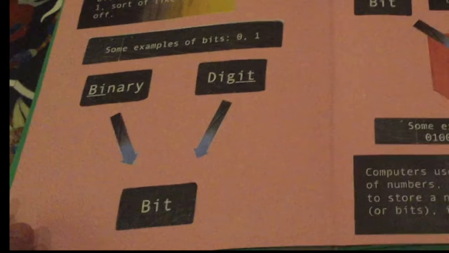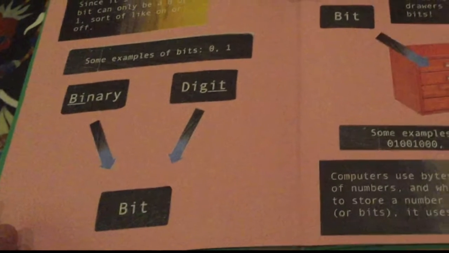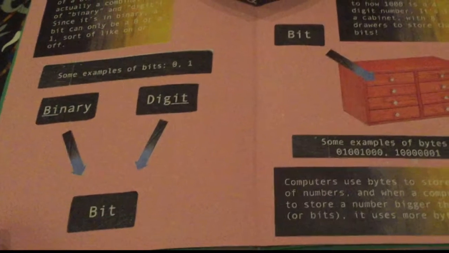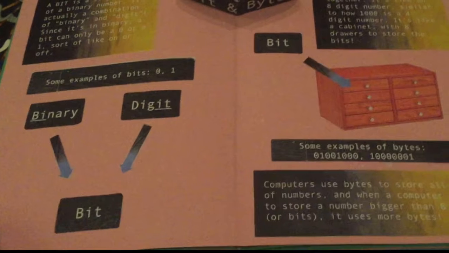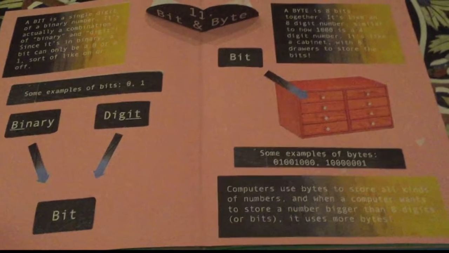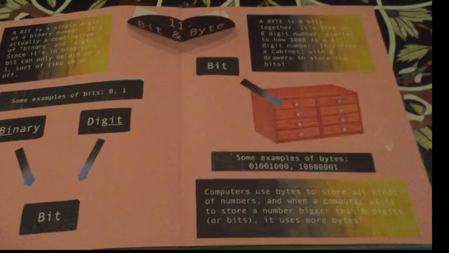A byte is 8 bits together. It's like an 8-digit number, similar to how 1000 is a 4-digit number. It's like a cabinet, with 8 drawers to store the bits. Computers use bytes to store all kinds of numbers, and when a computer wants to store a number bigger than 8 digits, or bits, it uses more bytes.